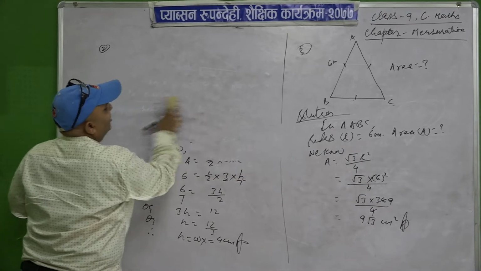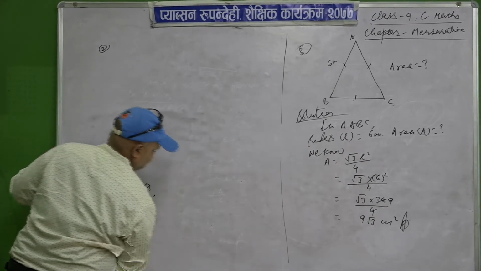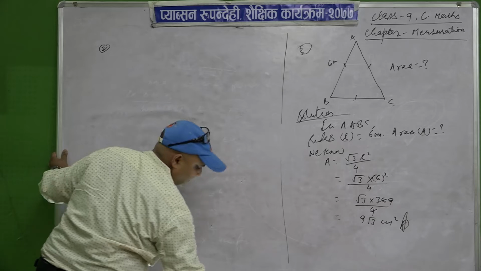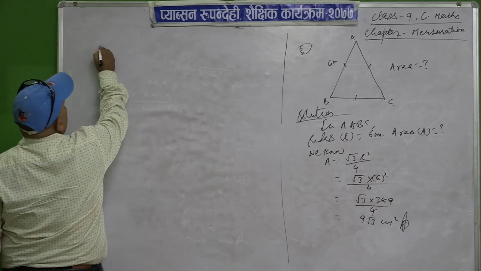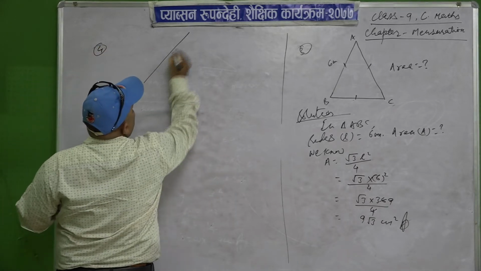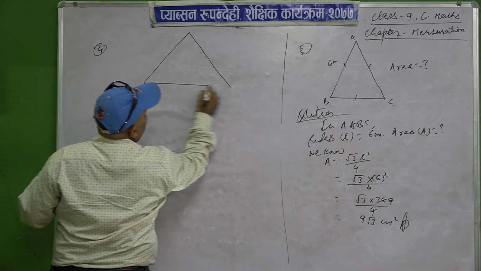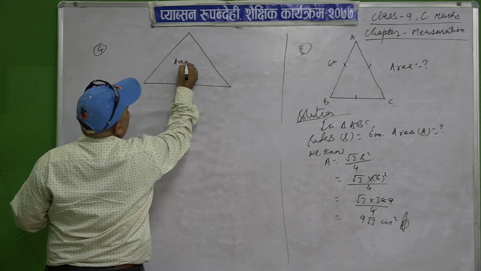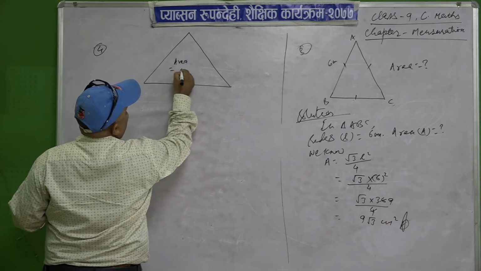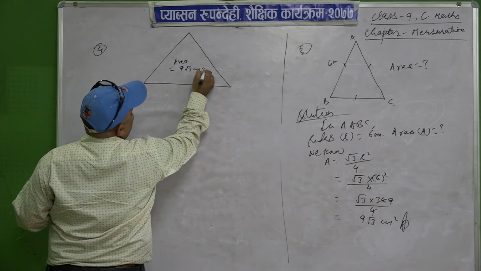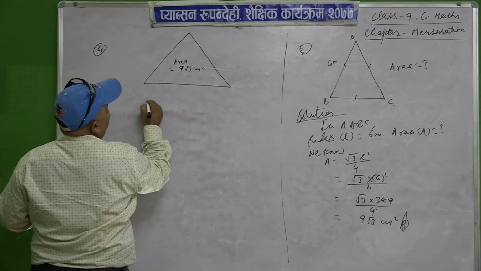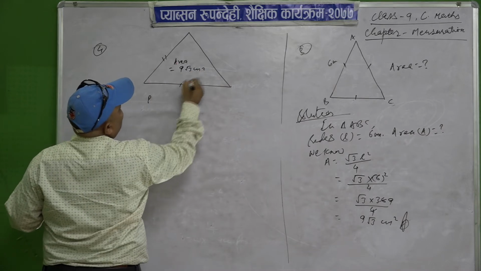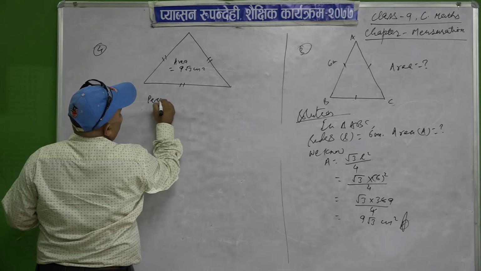The fourth question is the opposite of that question. Fourth question: suppose this is a triangle and the area of this triangle is equal to 9 root 3 centimeter square. We have to find out the perimeter. All three sides are equal. We have to find out the perimeter.